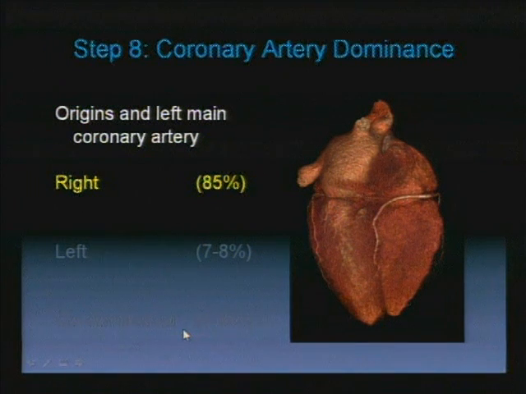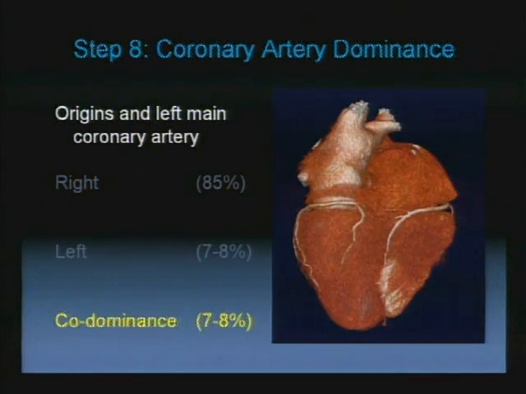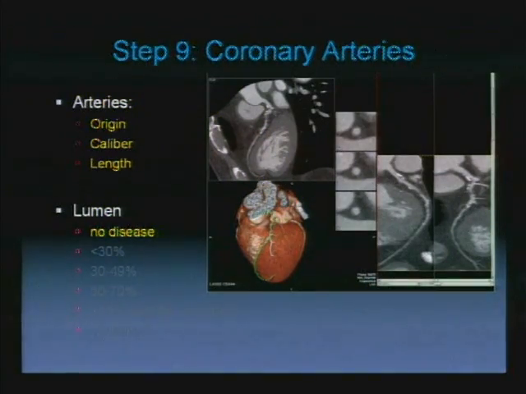Quickly look at the left main, and then I'll follow the right coronary artery down, because as Smita said, 85% of the time it's dominant. The left is dominant in a smaller percentage, and there's co-dominance, again, in a smaller percentage. And then this is where we perform the bulk of the work, is to describe the coronary arteries.